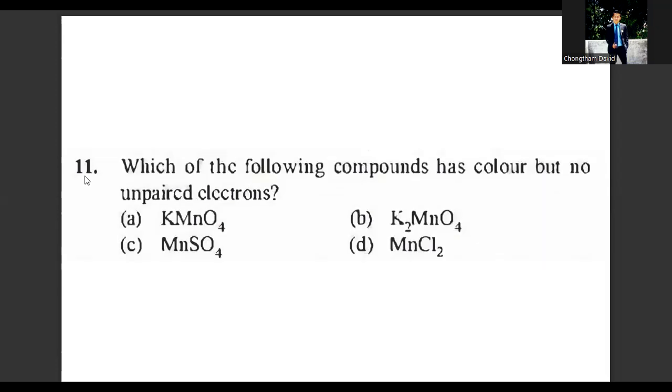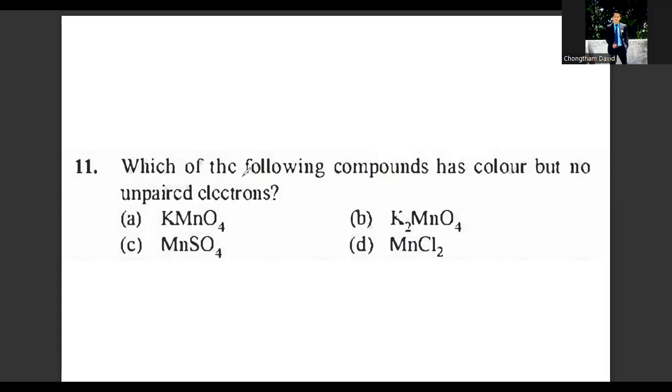Which of the following compounds has color but not unpaired electrons? You're given different compounds: potassium permanganate, potassium manganate, manganese sulfate, manganese dichloride. The electronic configuration of manganese is argon 3d5 4s2 because the atomic number is 25. Before iron, manganese comes, and after chromium, manganese comes. 25 is the atomic number. Configuration would be argon 3d5 4s2. Being a transition metal, it has 7 valence electrons and all are involved in bond formation.